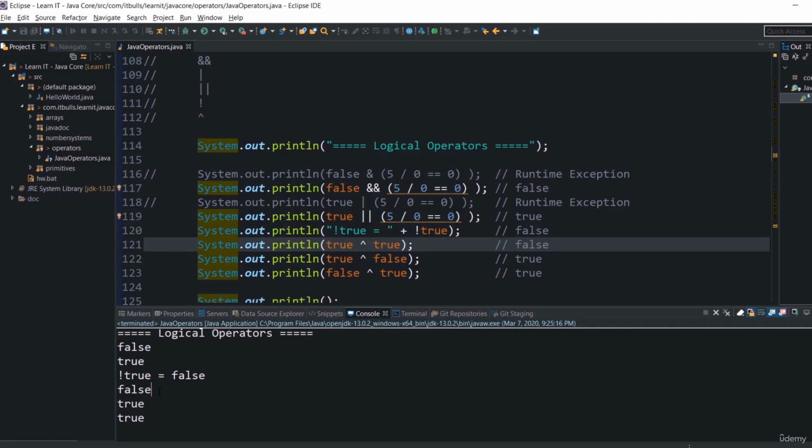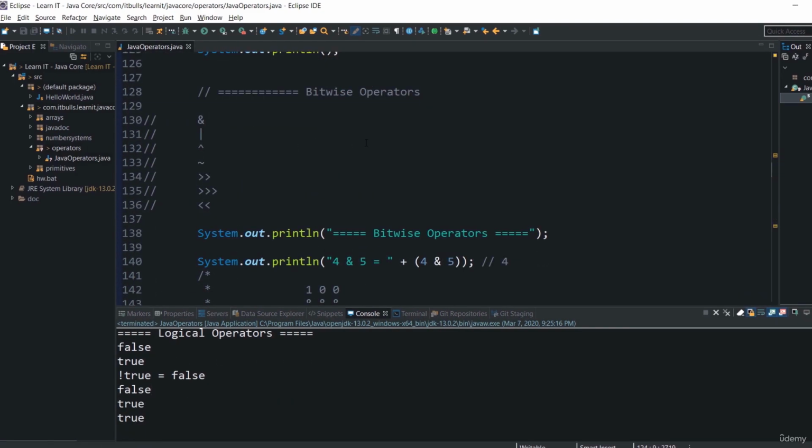Now let's take a look at bitwise operators. Hope you watched previous lesson about number systems, because to understand how bitwise operators work, you need to have clear understanding of how integers are represented in binary format. In Java we have the following binary operators.